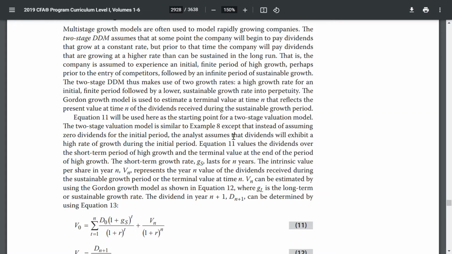That is, the company is assumed to experience an initial finite period of high growth, perhaps prior to the entry of competitors, followed by an infinite period of sustainable growth. The two-stage DDM thus makes use of two growth rates: a high growth rate for an initial finite period followed by a low sustained growth rate into perpetuity. The Gordon growth model is used to estimate the terminal value at time n, which reflects the present value at time n of the dividends received during the sustainable growth period.